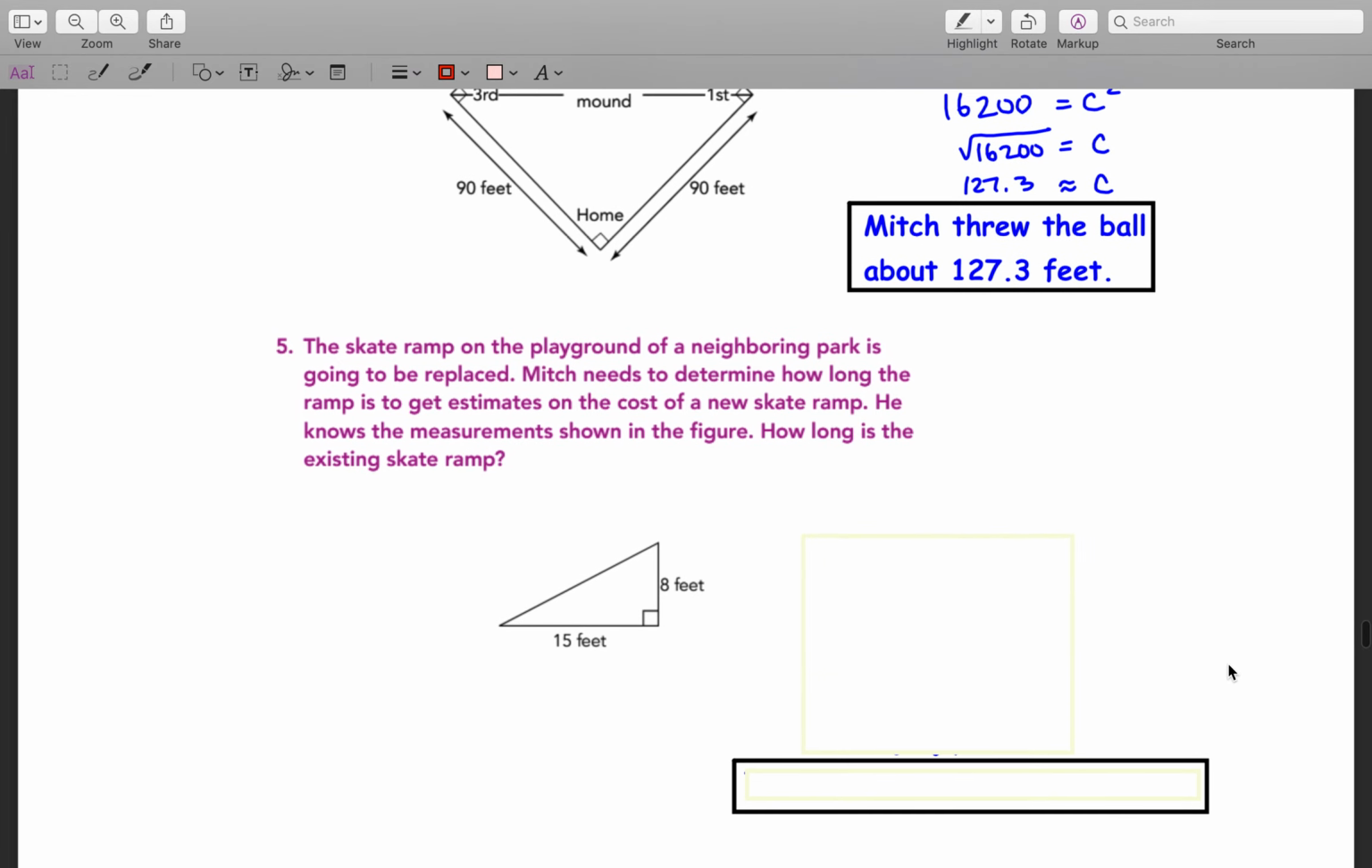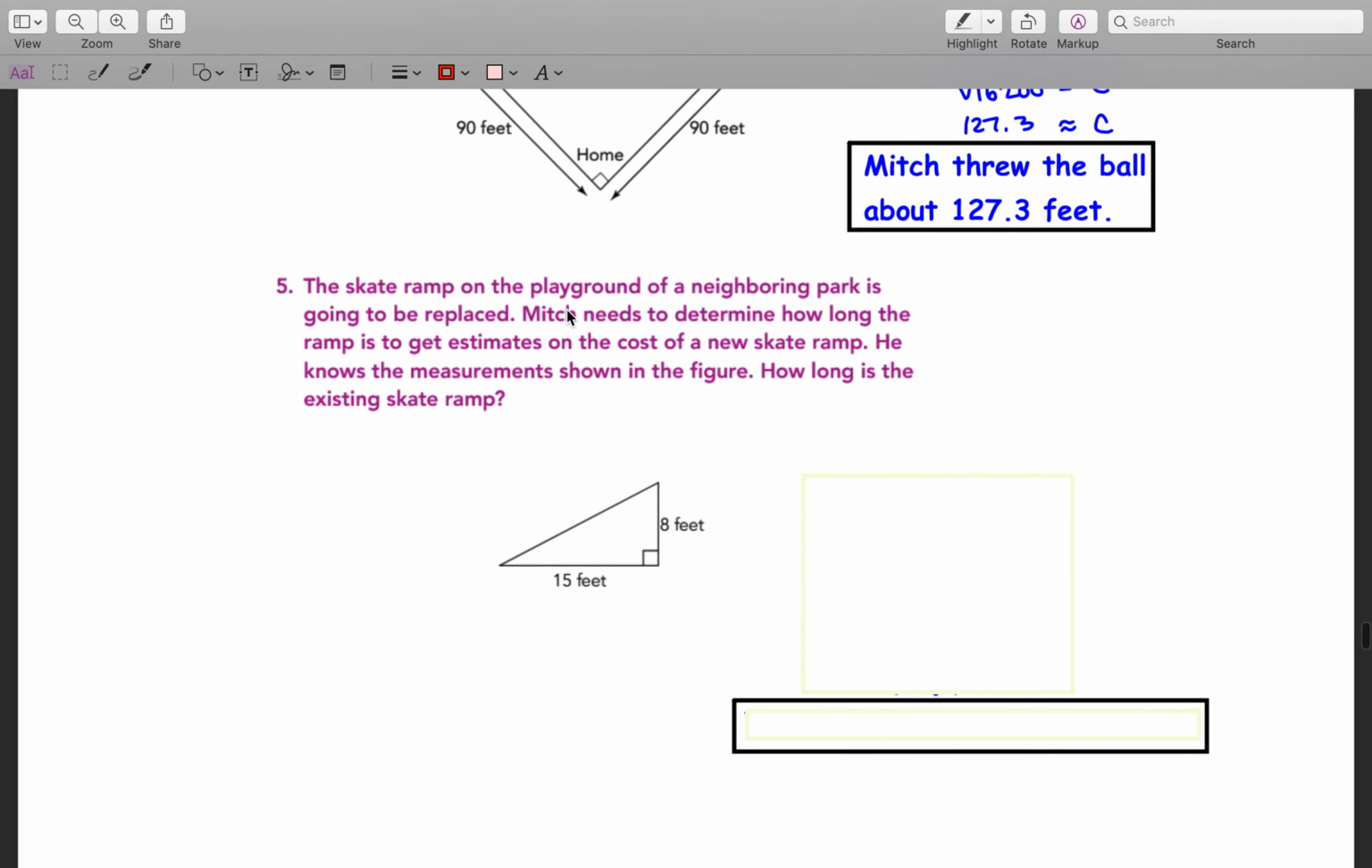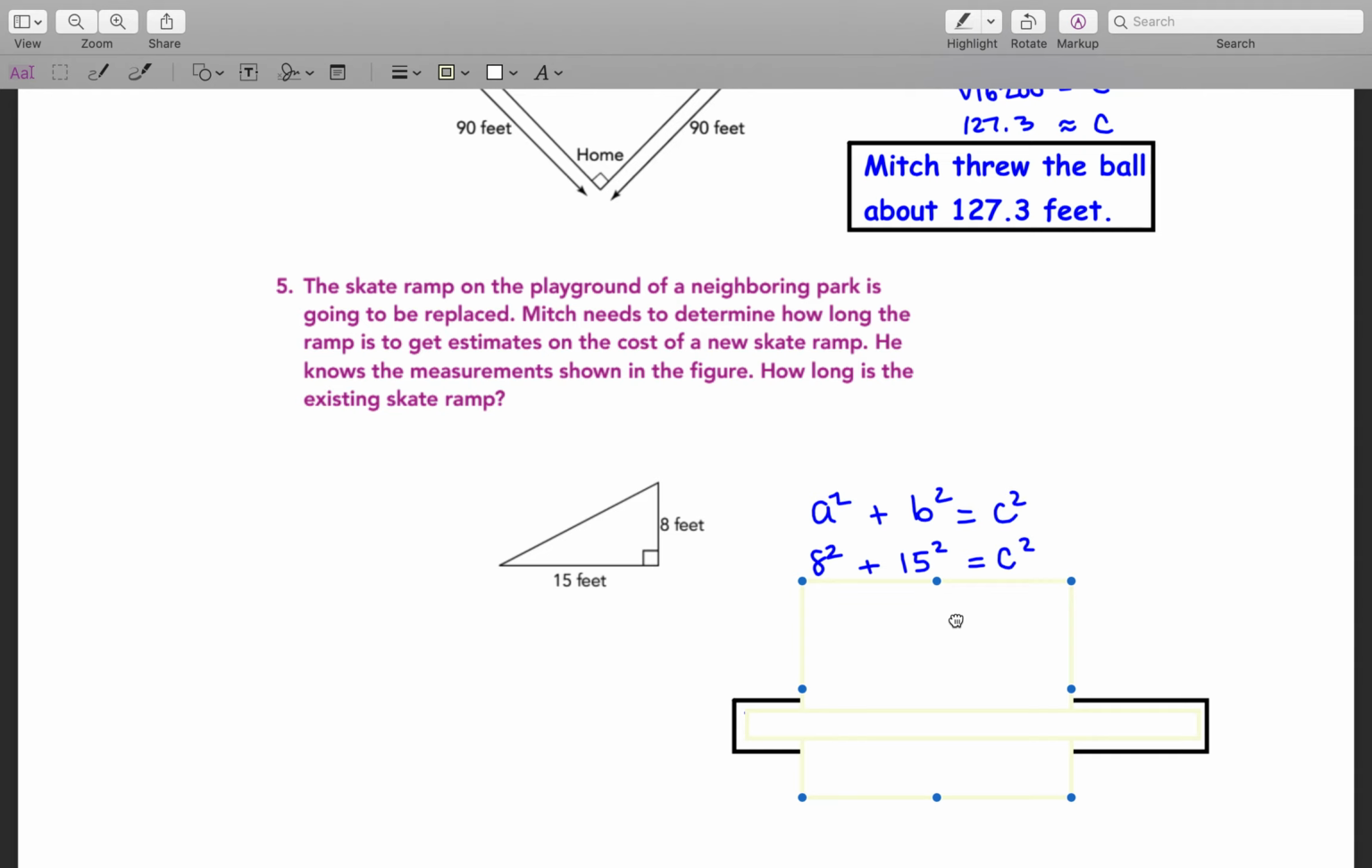All right. Number 5. So go ahead and read this to yourself again. All right, so this is 15 and 8. And we're trying to figure this out. How long is the existing skate ramp? So A squared plus B squared again, which is 8 squared plus 15 squared is equal to C squared. You get 64 plus 225 is equal to C squared. When you add these two up, you get 289, which is equal to C squared.